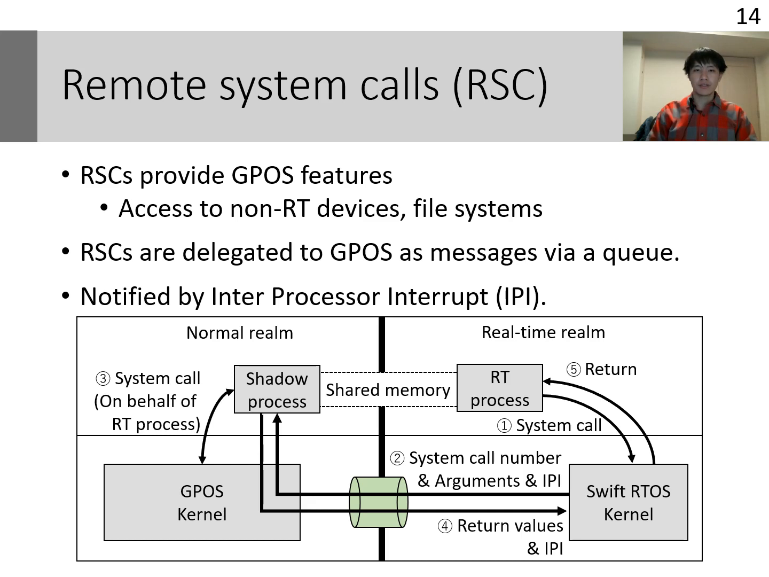First, the thread in the RT process issues a system call to the Swift RTOS kernel, and the Swift RTOS kernel marshals the system call number and arguments as a message and notifies the general-purpose operating system with an IPI. The general-purpose operating system kernel retrieves the message and forwards it to the thread in the shadow process. Having the arguments, the shadow process executes the system call on behalf of the real-time process. Because the two processes have the same memory and memory address space, this will succeed, and after the system call, it marshals the return values and sends them back to the real-time process.